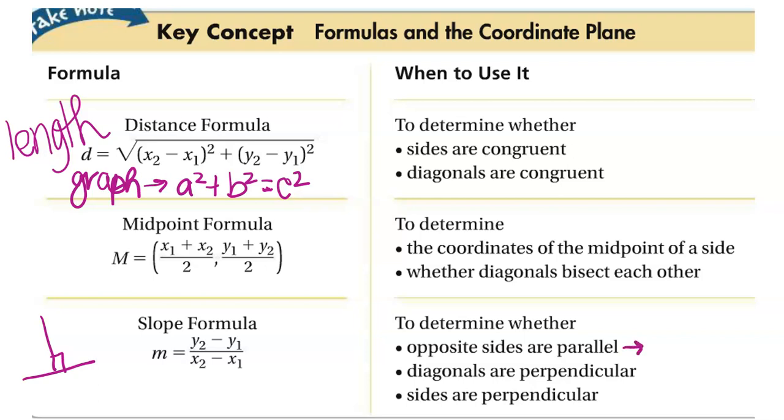I'm going to put that on here. Parallel: slopes are equal. Diagonals perpendicular: the slopes multiplied equal -1. And of course, sides perpendicular would be the same thing. Once you find out what the slopes are, if you multiply them and they equal -1, they are perpendicular. If you look at the two slopes and they're the same, then it would be parallel.